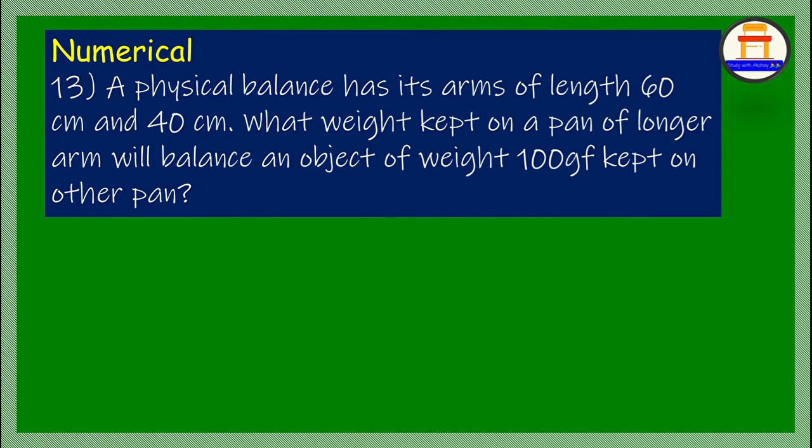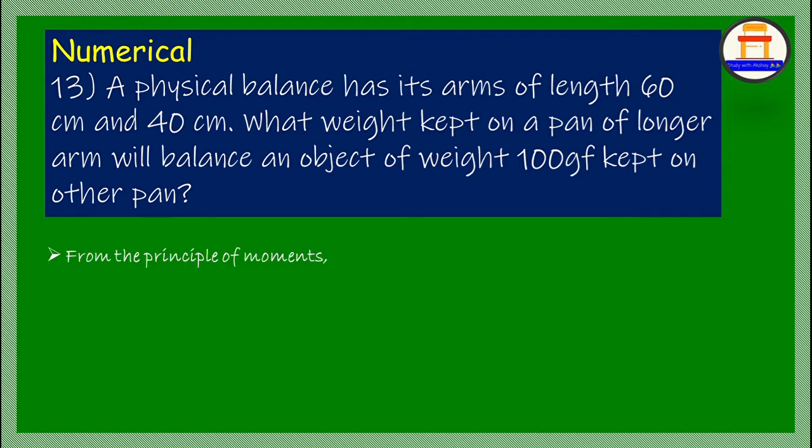So we have the 13th question like this. A physical balance has its arms of length 60 centimeter and 40 centimeter. What weight kept on a pan of the longer arm will balance an object of weight 100 gram force, GF meaning gram force, kept on the other pan? Let's see the solution.